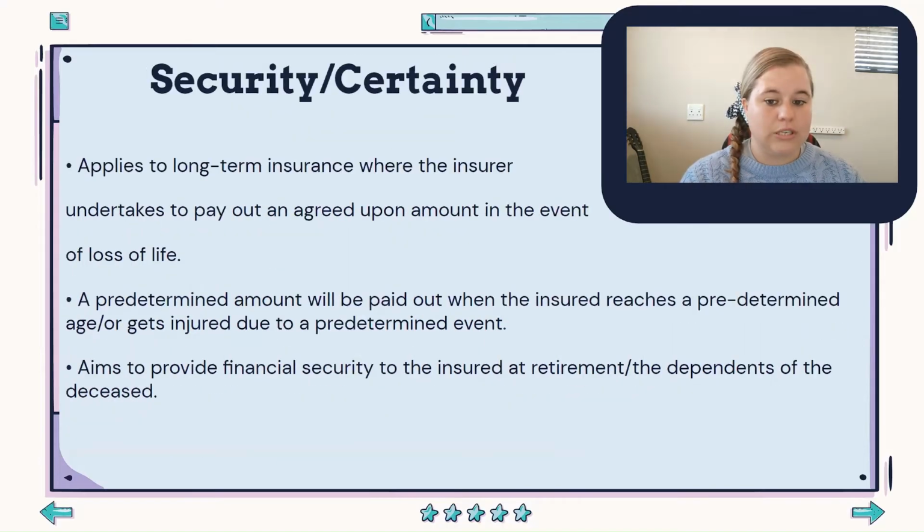Security or certainty applies to long-term insurance, where the insurer undertakes to pay out an agreed amount in the event of loss of life. So if someone has passed away, a predetermined amount will be paid out, when the insured reaches a predetermined age or gets injured due to a predetermined event. It aims to provide financial security to the insured at retirement, and to the dependents of the deceased.